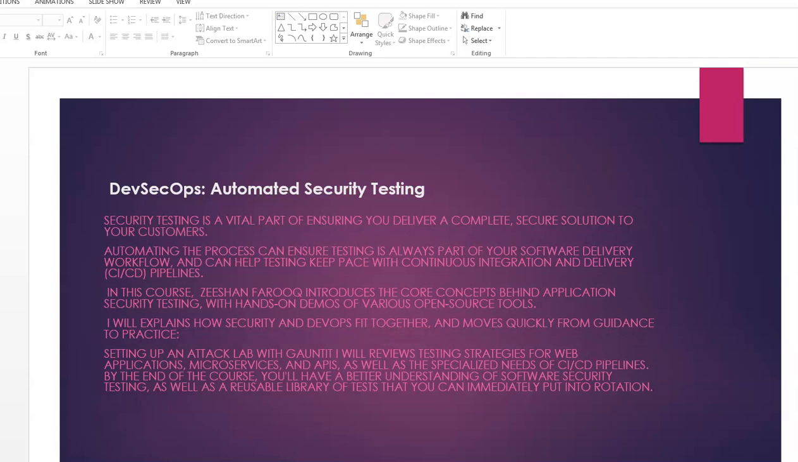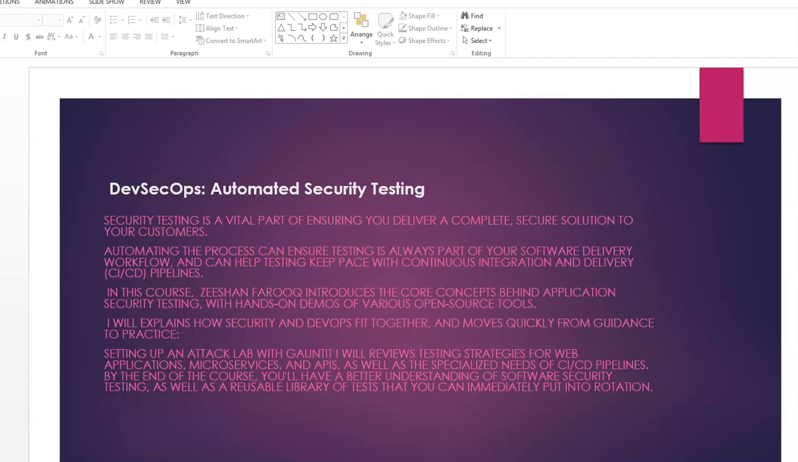Okay, so in this course we'll discuss in detail the security testing as well as hands-on work with the various tools. I will also explain in detail about DevOps and how exactly it will fit, and how we quickly form the guidelines and the practice. We'll also discuss how we set up an attack lab, and I will review how the testing strategies take place when we talk about the web application, the microservices and the API.